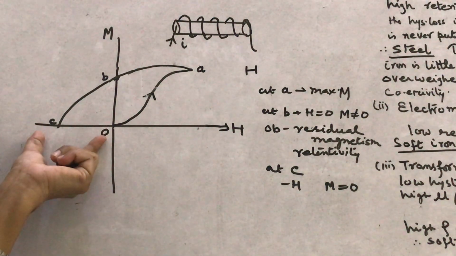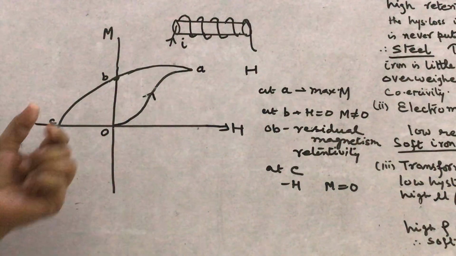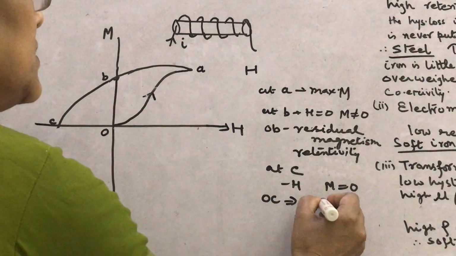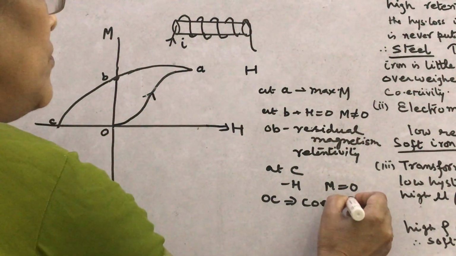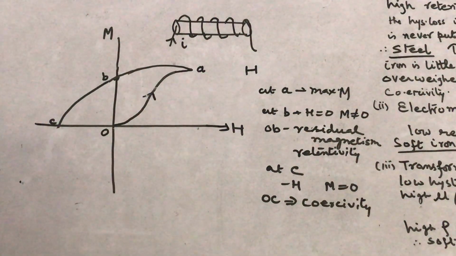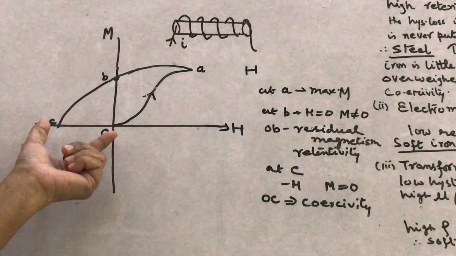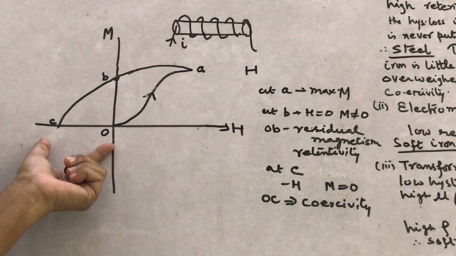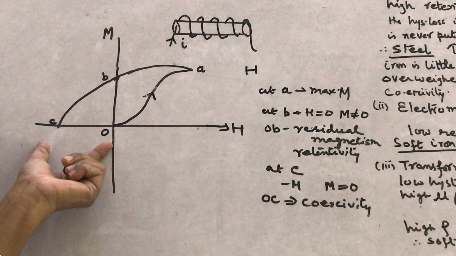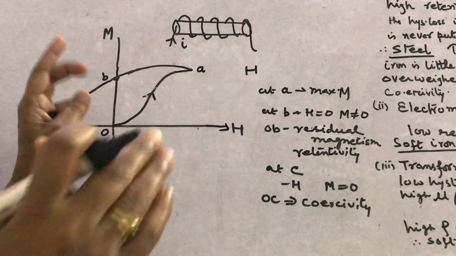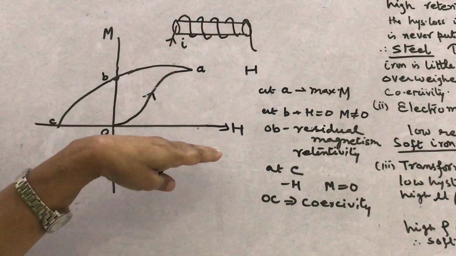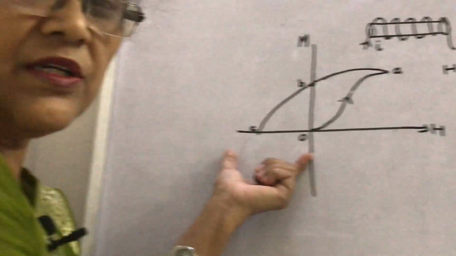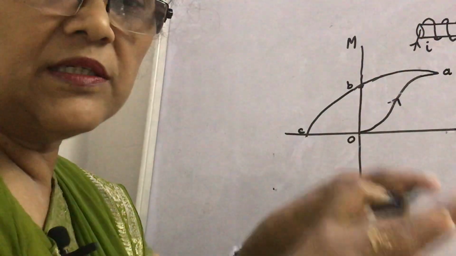So this OC is named as coercivity. And how will you define what is meant by coercivity? You know, coercivity is on the H axis, the magnetizing field intensity axis. Then how will you define the meaning of coercivity? That is that negative magnetizing field intensity applied in the opposite direction to make the residual magnetism 0.